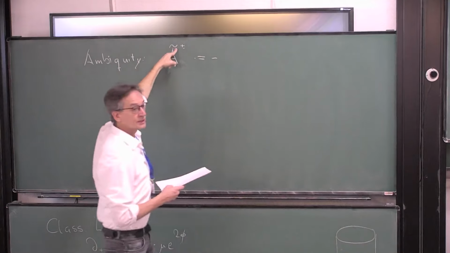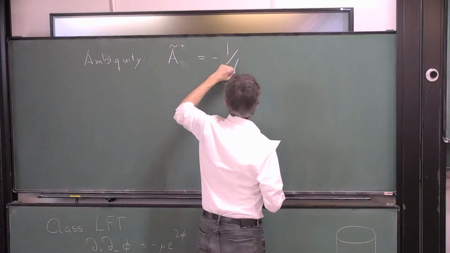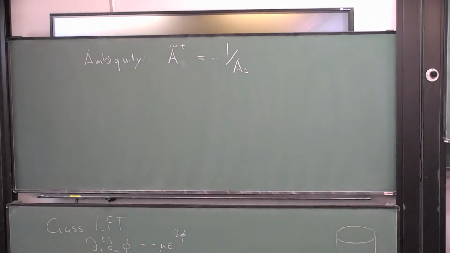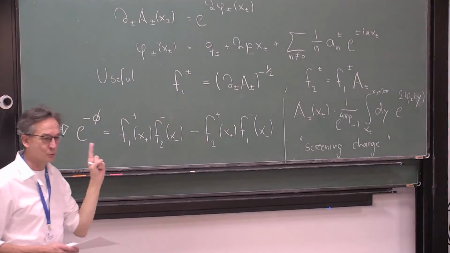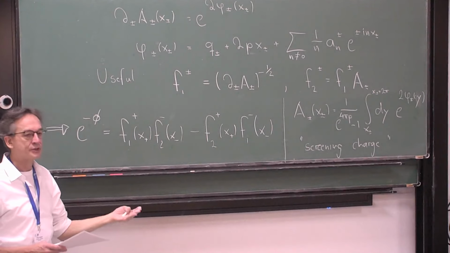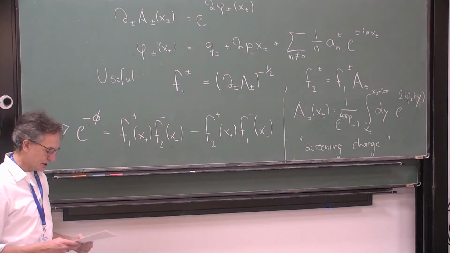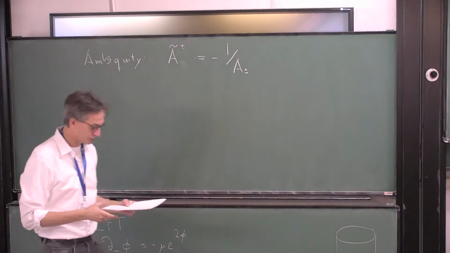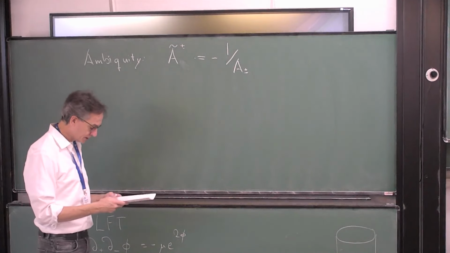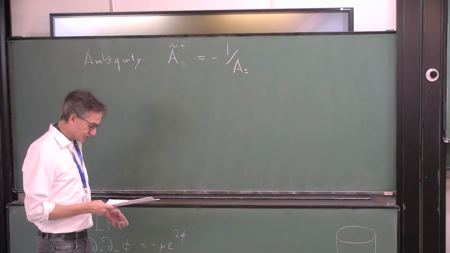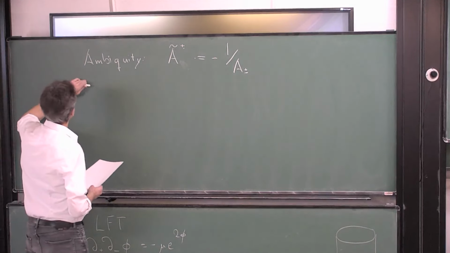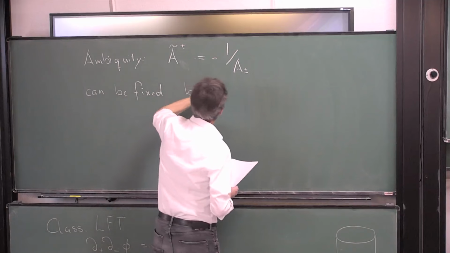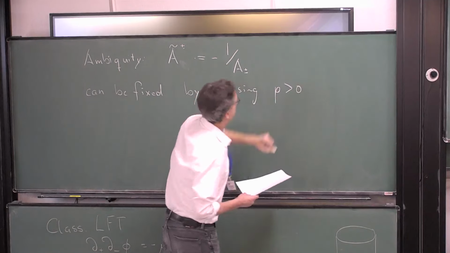So I can introduce a modified A tilde by simply inverting A plus minus. And I could express everything also in terms of A tilde. I can define from it a phi tilde and so on. So there's not just one free field that parametrizes the Liouville field. There's a second one, which is related by some reflection, and that has to do with the scattering theory picture that we saw in yesterday's talk. Anyway, for the moment this has to be just a side comment. The point is that the ambiguity can be fixed by imposing the additional condition that P is supposed to be bigger than zero.